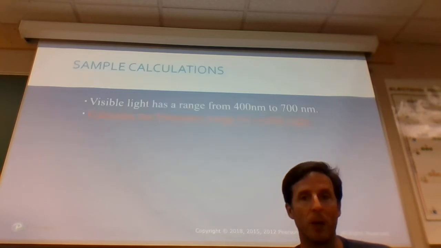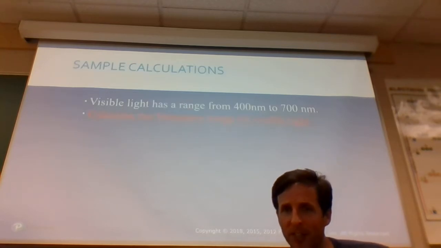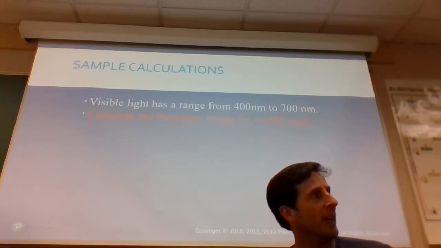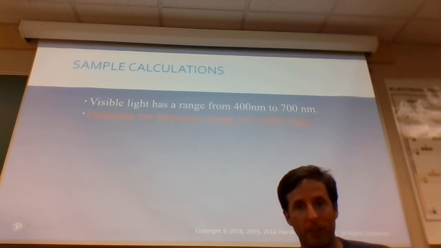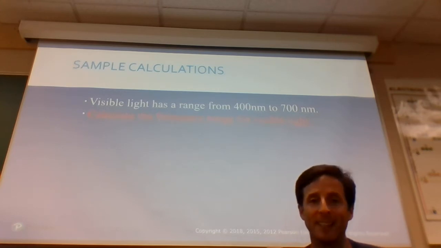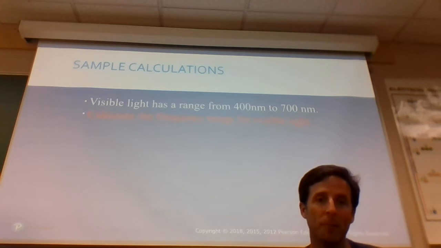All right, so we have a question. The color on the slide is not very good right now, but I'll read it. Visible light has a range of wavelength from 400 nanometers to 700 nanometers. That's important for you guys to know, okay?